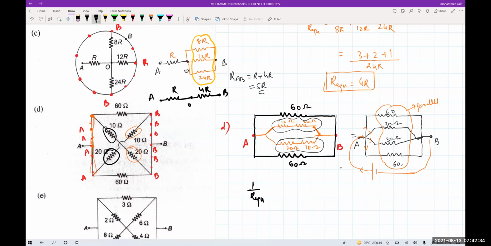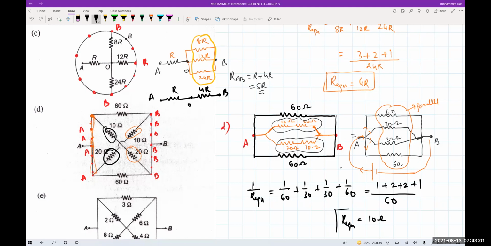1 by R equivalent is equal to 1 by 60 plus 1 by 30 plus 1 by 30 plus 1 by 60. That means the LCM of this comes out to be how much? 60. This will be 1 plus 2 plus 2 plus 1. So how much? 6 by 60. That means it will be equal to 10 ohms. So 1 by R equivalent will be equal to how much? R equivalent will be equal to 10 ohms.